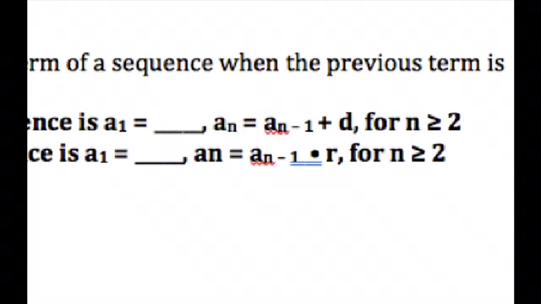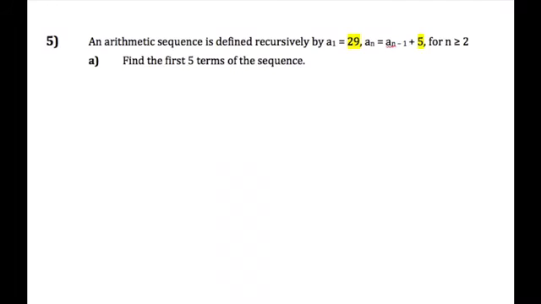Okay, and the same thing here with the geometric. We're going to find a sub 1, put that right there, and then also find out what r is and plug that in. So to find any term, we take a sub n minus 1 and multiply it by r. Okay, let's go ahead and practice this. We're going to go on to the next one.